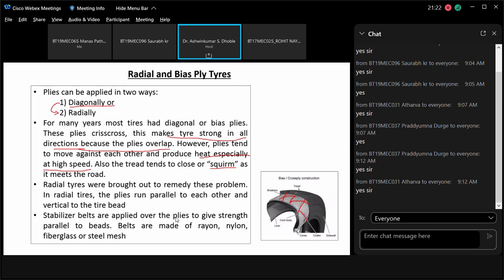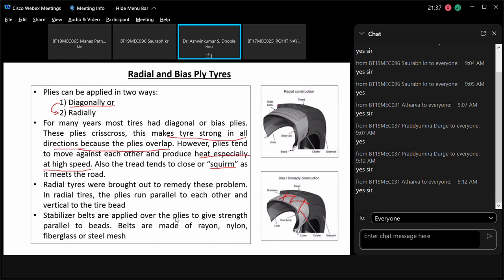Now, to solve this particular problem, radial tires were brought out to remedy this problem. In radial tires, the plies run parallel to each other. So, what is the radial ply tire? We will see that this is the radial ply tire. In radial ply tires, you will find that they run like this. I have got another picture also where you can see the exact construction of the radial tire. In radial tires, the plies run parallel to each other and vertical to the tire bead.